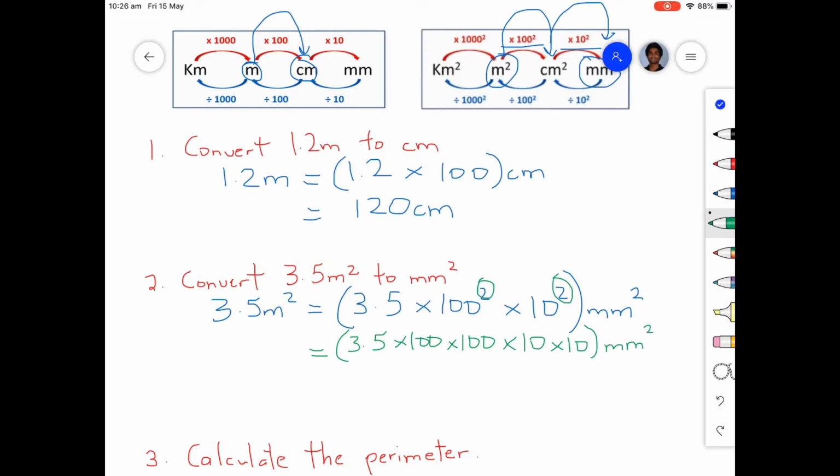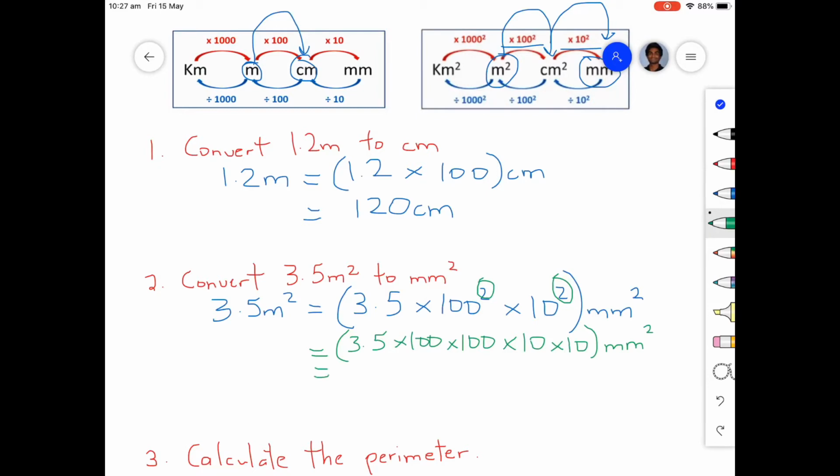So this green line here, you don't have to write that step, but it is a good way of making sure that you're doing the right thing. Okay, so we have 3.5 times 100 times 100 times 10 times 10. Now an easy way of solving this is to count up the zeros. So in total, we have 2, 4, 5, 6 zeros.